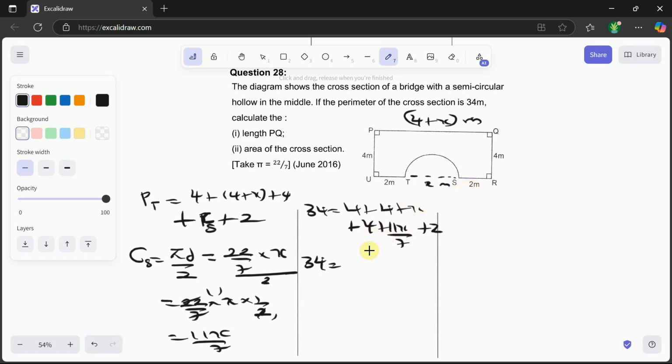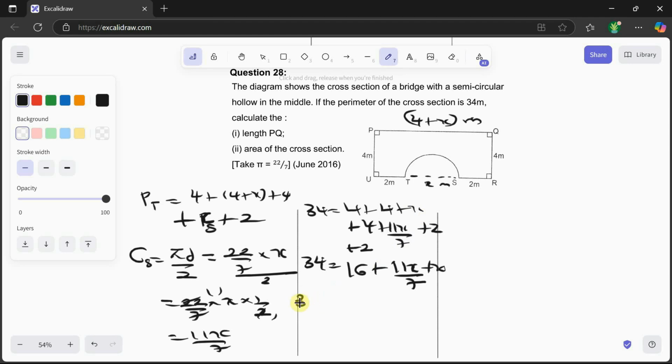Okay, so there should be another 2 here. So that will be plus 2. So 4 plus 4 plus 4, that's 12, 14, 16. That will be 16 plus 11x all over 2. Then there's another plus x again, right? Plus x.